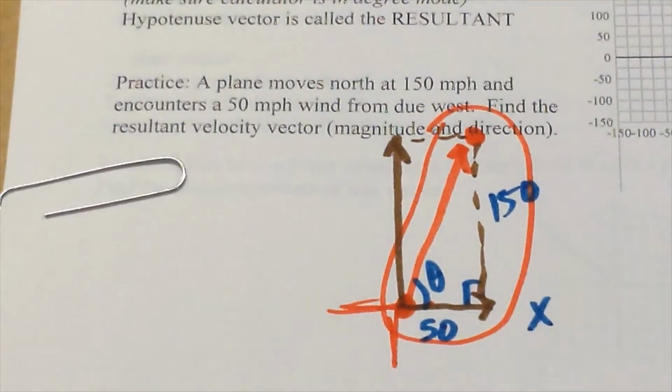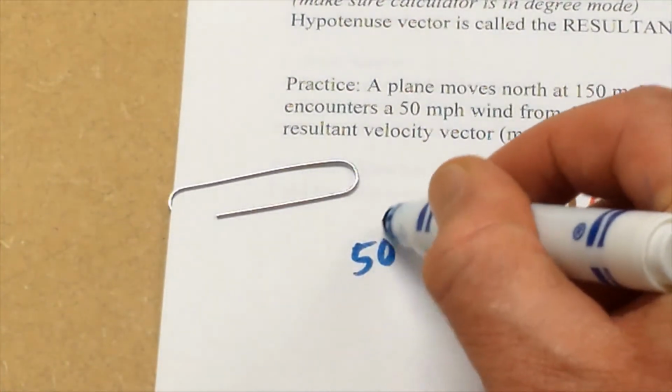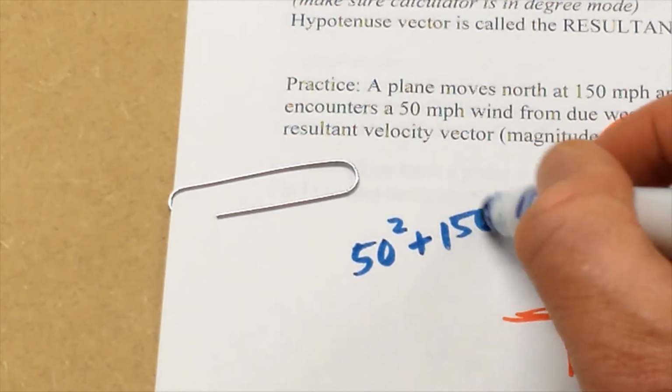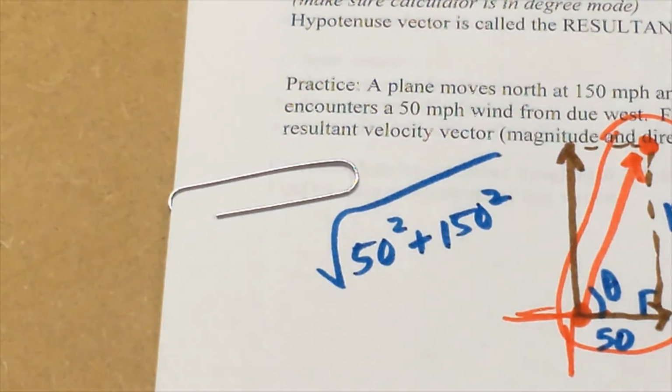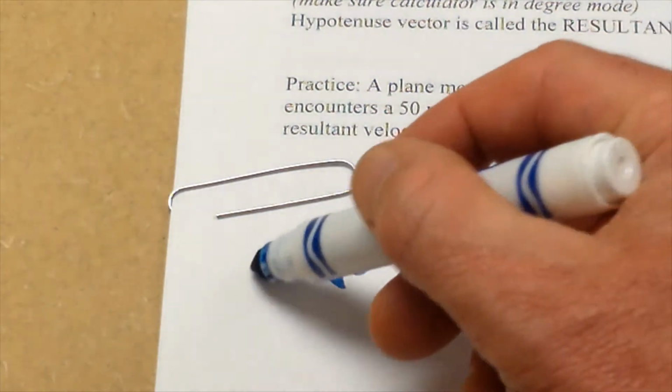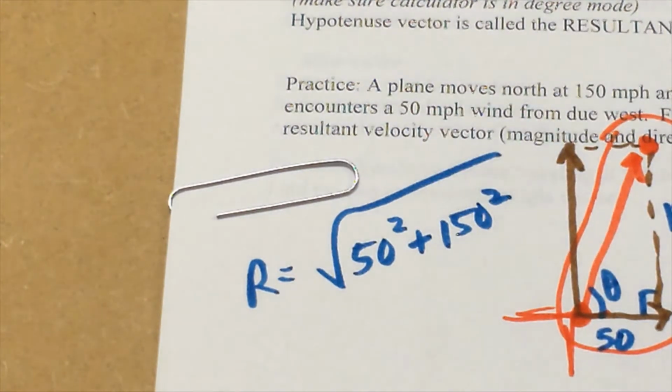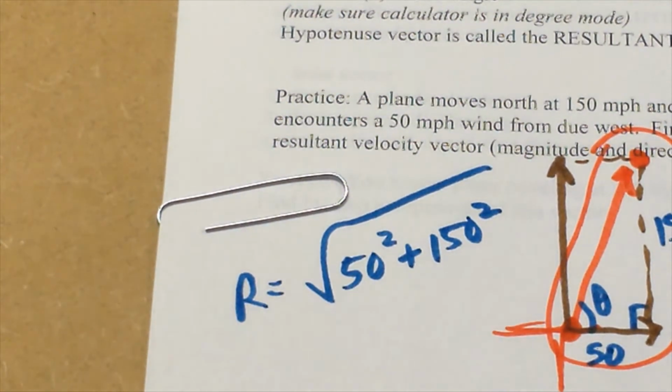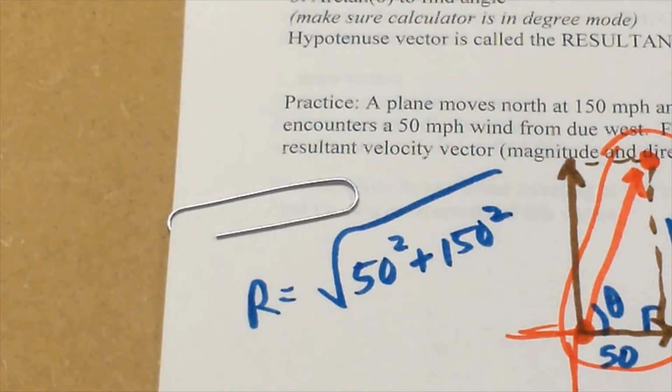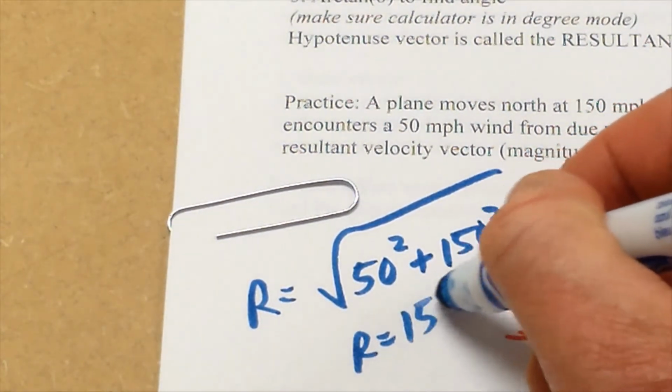So we can use the Pythagorean theorem. We can take 50 squared plus 150 squared, and we can take the square root of that, and we're going to call this again the resultant, or that's given the symbol R. So that's a good thing to do on your calculator, right? You can take 50 squared, 150 squared, get the square root, and I'll let you do that. Did you do it? Okay, I get about 158 or so.